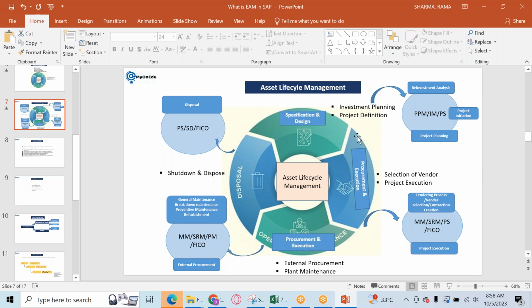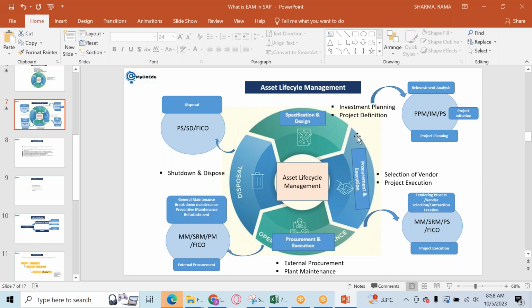Then it goes to the next level. Let's say you are doing some internal manufacturing unit installation. Once your project is ready and everything is ready, it goes for operation. In operation, you require plant maintenance. Once your asset is handed over for operation, from that point your maintenance responsibility starts with the organization. Till then the responsibility lies with the vendor, the contractor who is installing it.